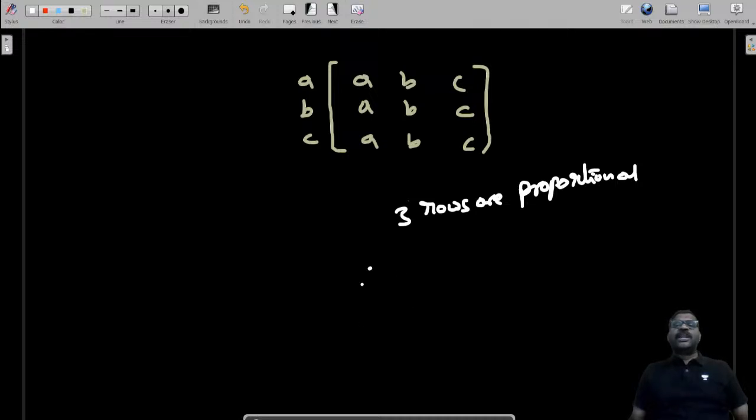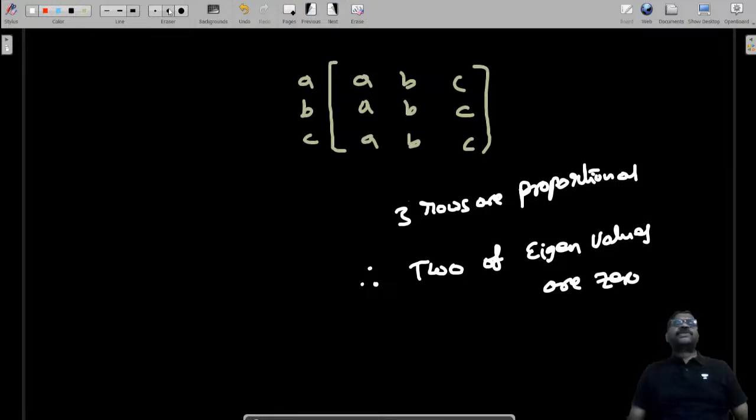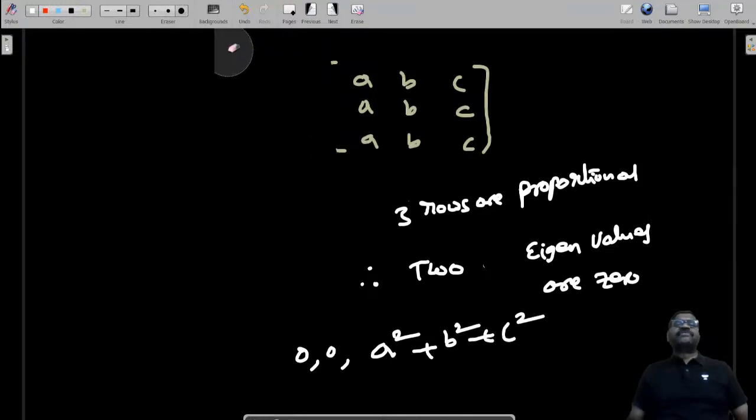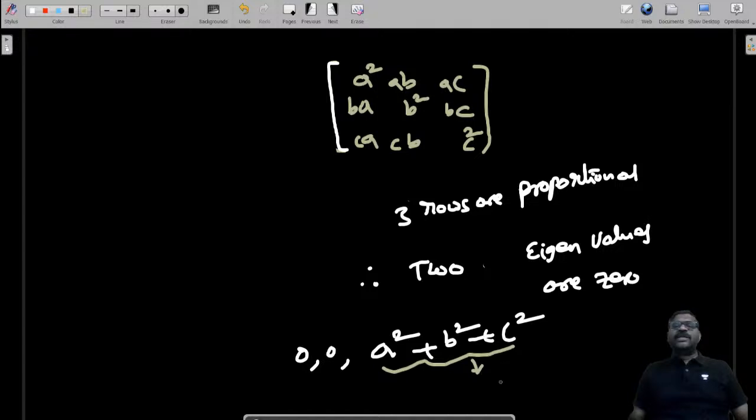If 3 rows are proportional, compulsorily 2 of the eigenvalues are 0. Sir, what about the third eigenvalue? It is A square plus B square plus C square, because the sum of eigenvalues must be equal to the trace of the matrix. Since A, B, C are non-zero real, this is also non-zero.